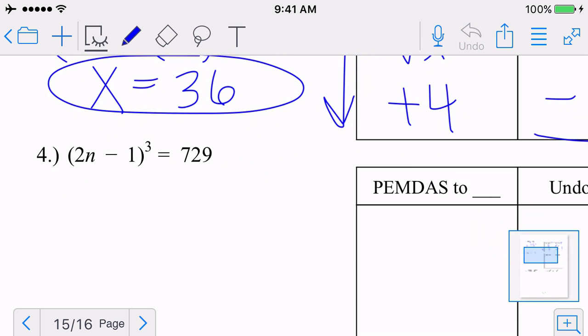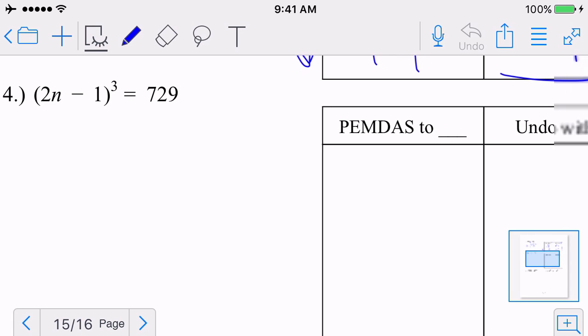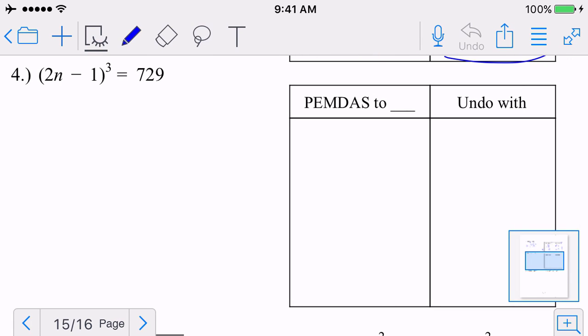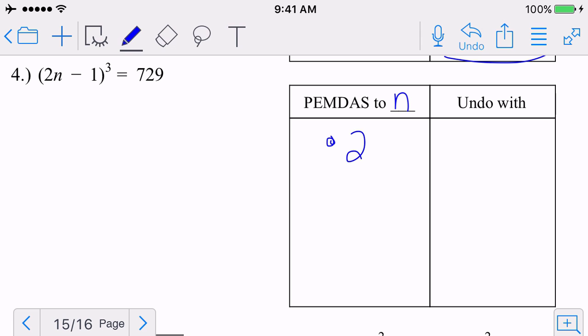All right, next one. This one's getting a little bit longer here, but you can do it. Don't worry about it. So what are we doing to our variable? What's our variable this time? It looks like it's an n. Well, we have to do the parentheses first. So what's happening inside the parentheses? We are multiplying by 2. So to undo that, we're going to have to divide by 2. We're also subtracting a 1, so I'm going to have to add a 1 to both sides.